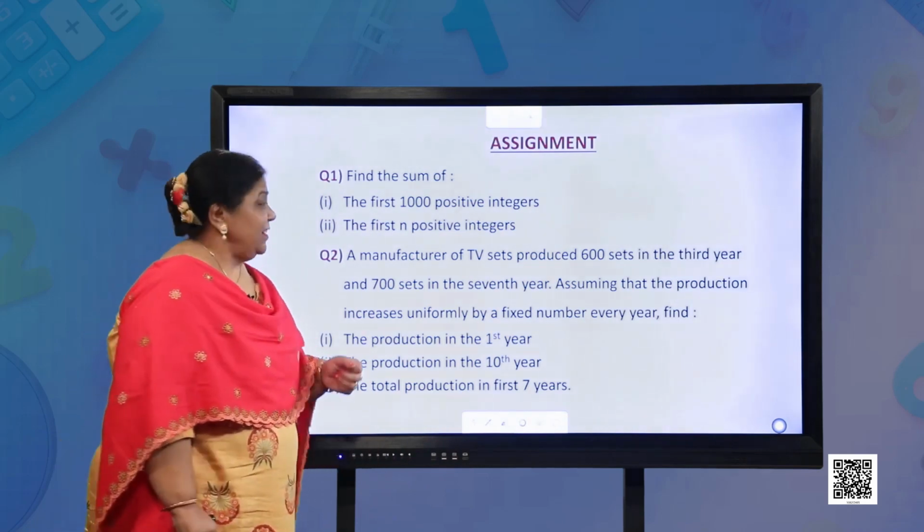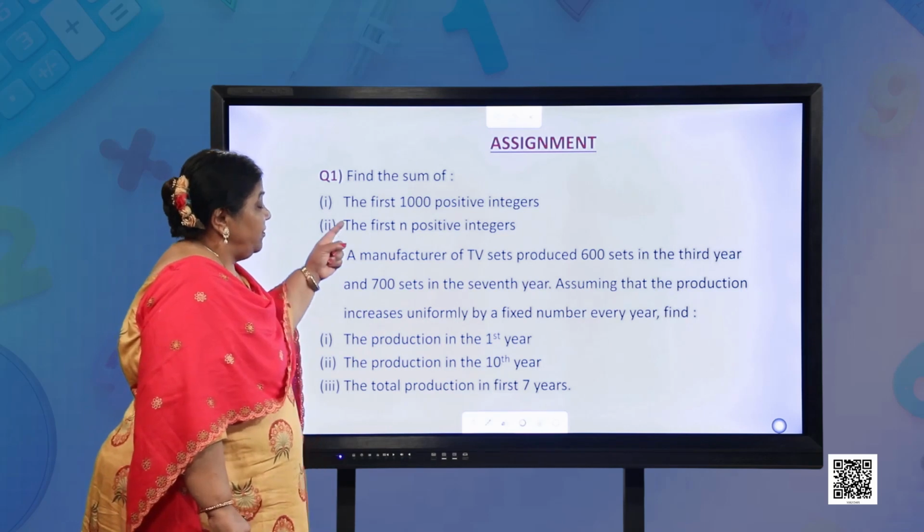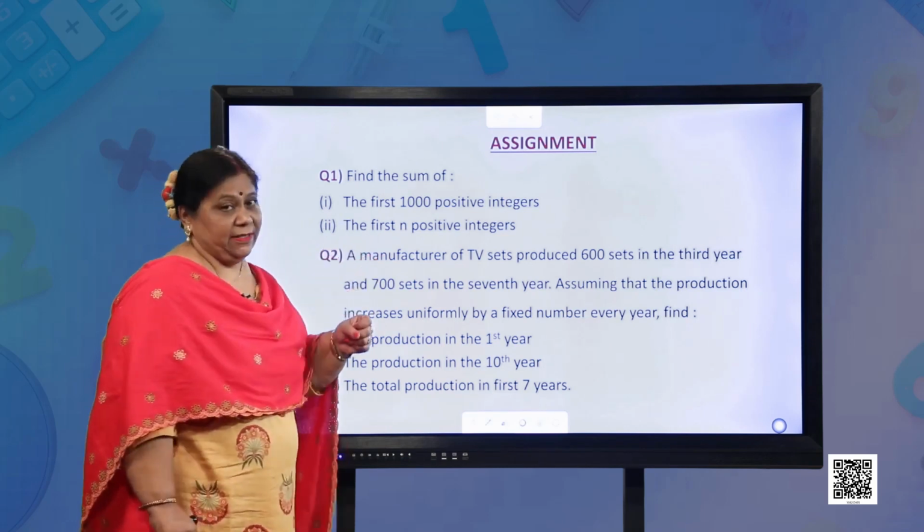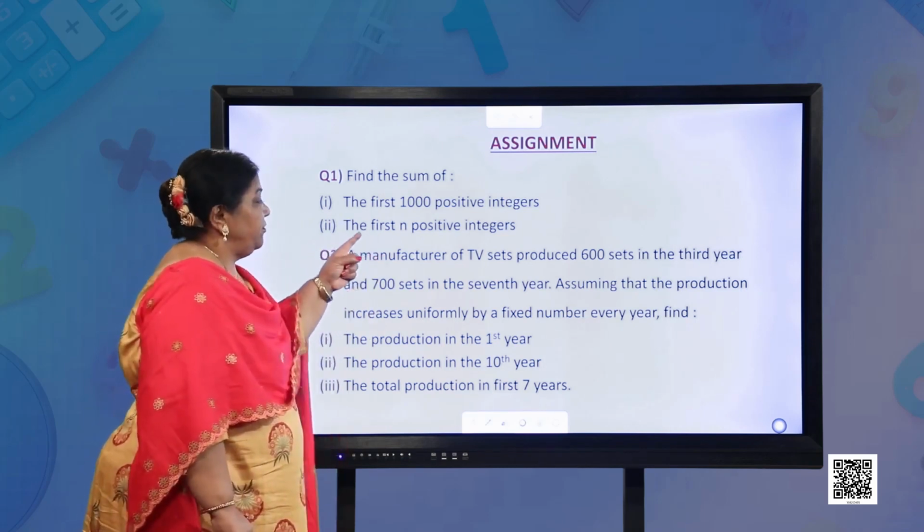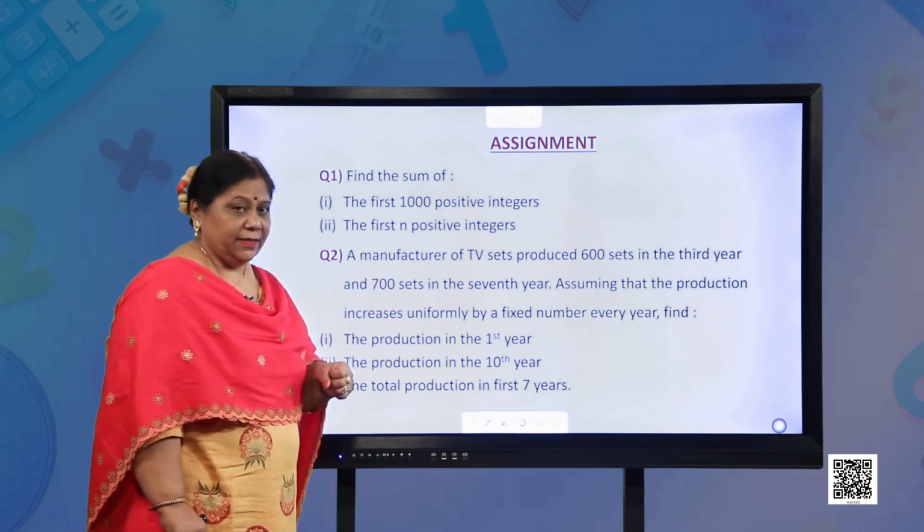Take down the first question. Find the sum of the first 1000 positive integers. Second, the first n positive integers.